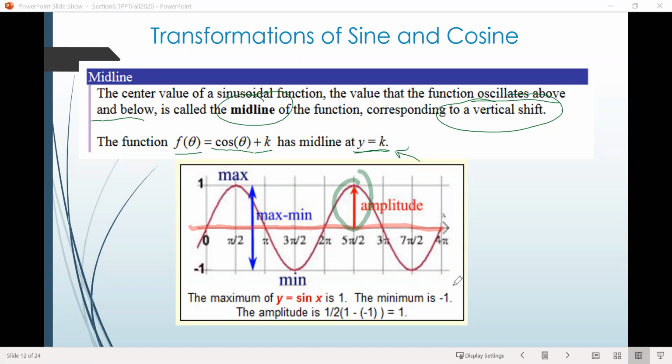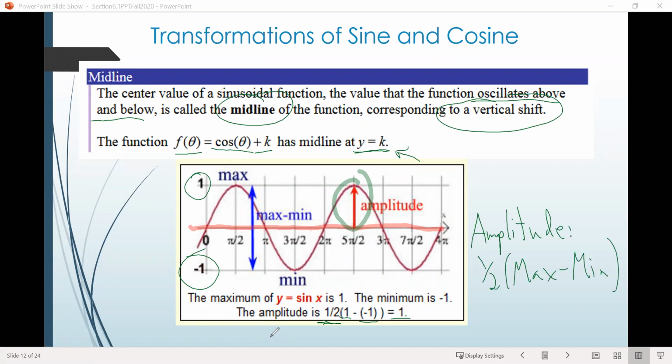So here, notice that for this one, the max value of the function is 1, the min value is -1. And so to find the amplitude down here, they did 1/2 times max minus min, and that gave them the amplitude. So if you have a graph and you're trying to figure out the amplitude, one way you can do that is, again, doing 1/2 times the max value minus the min.